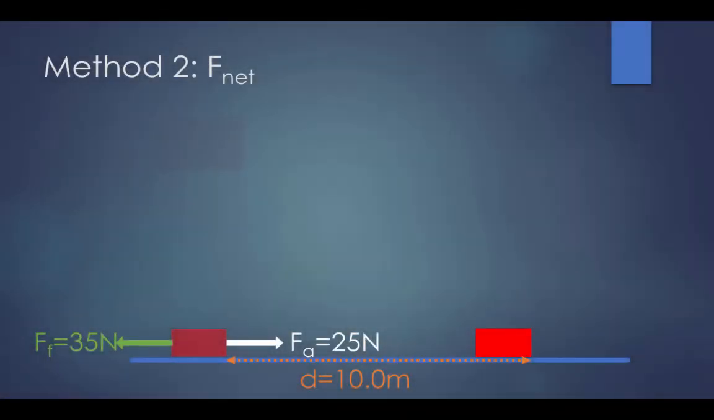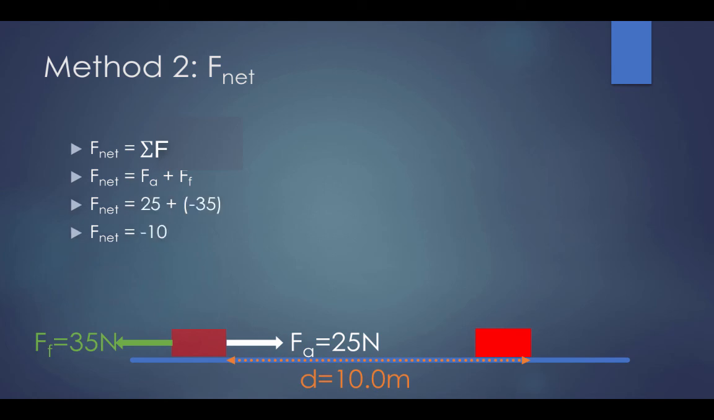We can also calculate net work by using net forces. Fnet is the sum of forces, which is applied force minus friction force. Fnet is 25 plus negative 35. Fnet is minus 10 newtons. Net work then is Fnet times displacement. Net work is negative 10 times 10. Net work is negative 100 newton meters, or equivalently negative 100 joules.